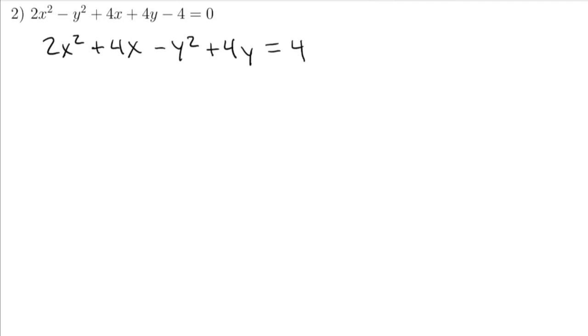Now, I have to factor out the 2 from these x terms, because in order to properly complete the square, the coefficient of the squared term needs to be 1. So I need to factor out a 2, and what I'm left with is x squared plus 2x. And I'm going to leave a gap there because I want to add something in there so I can factor it, right?